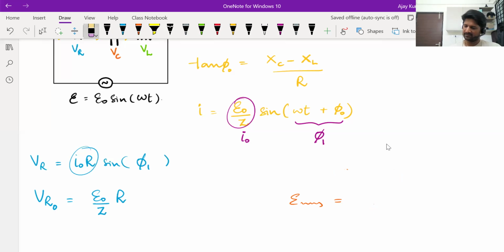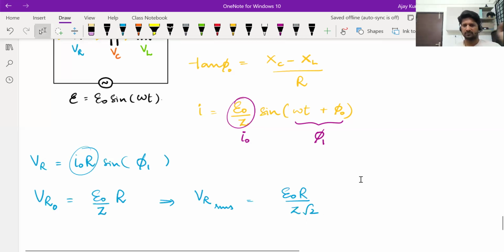Correct. Now here we have the voltage across the resistor as a sinusoidally varying function. We know its peak value also. From this we can tell the voltage across the resistor RMS value will be E0 R by Z root 2. Just the peak value divided by root 2 becomes the RMS value for any sine or cos function.